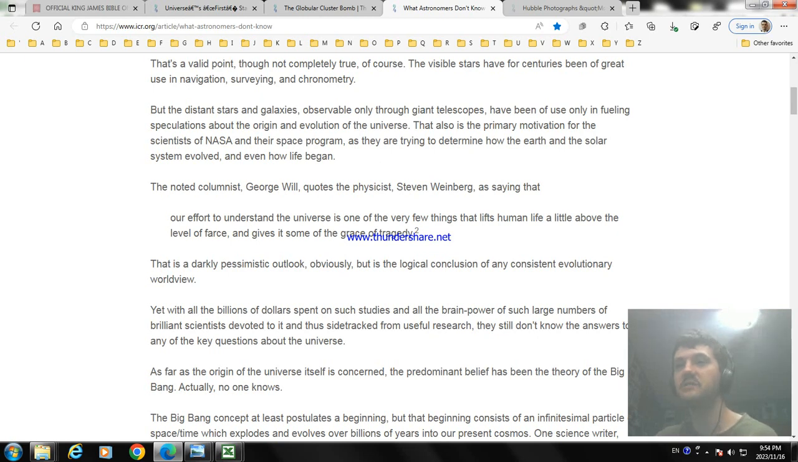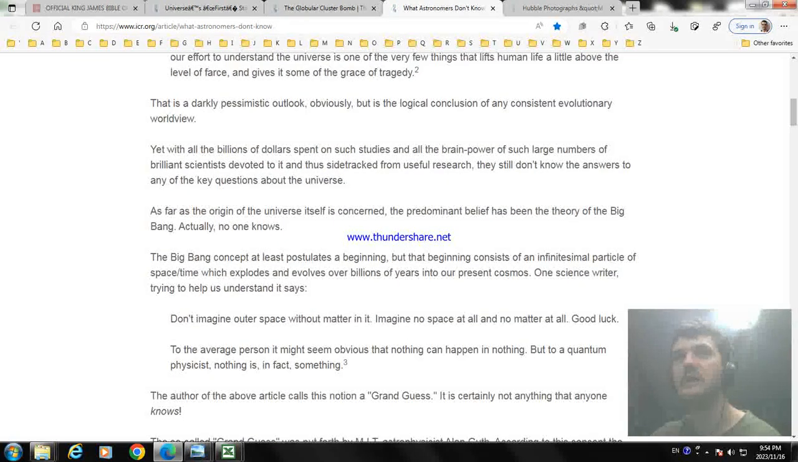This is a starkly pessimistic outlook. Obviously, it's a logical conclusion in an evolutionary worldview, yet billions of dollars in such studies and the power of large numbers of brilliant scientists are devoted to research that we don't know the answers to, on key questions about the universe. As far as the origin of the universe is concerned, what do you believe is at the end of the Big Bang? Actually, no one knows.